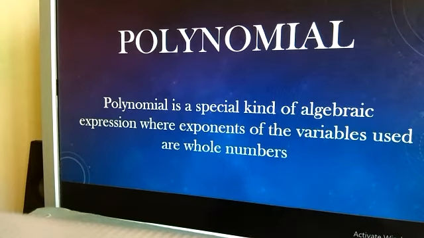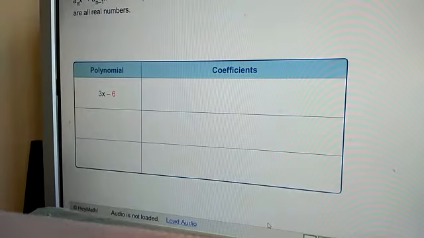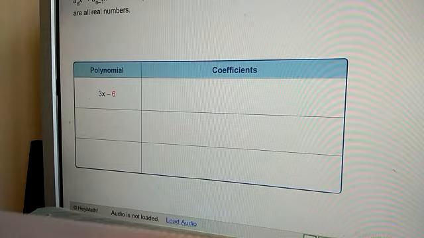So a polynomial is nothing but an algebraic expression where the exponents or the powers of the variables used in the expression are whole numbers. Now we'll look in detail at what you learned in class 9, as well as what you started learning about polynomials from class 7 and 8.